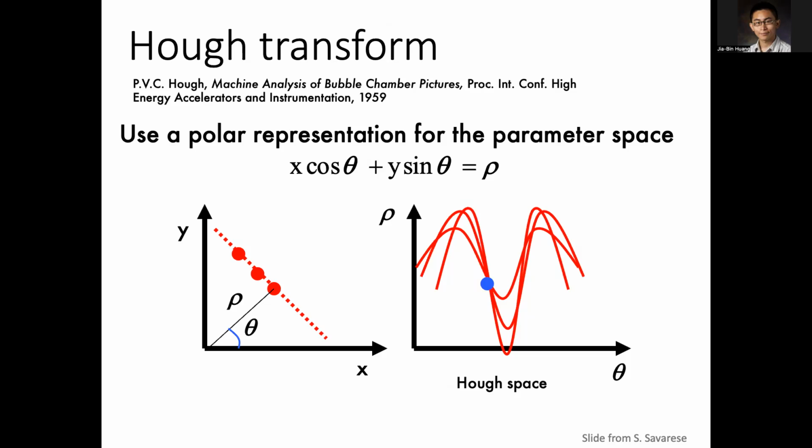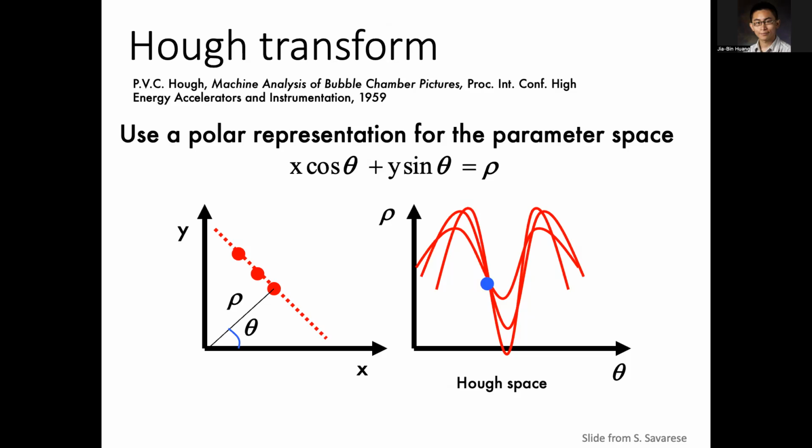Okay, so this is great because it's robust to outliers. Even though you have some random points in your image, you can still detect that model because the outliers will not be able to accumulate enough votes.